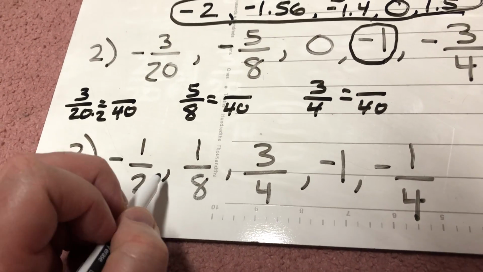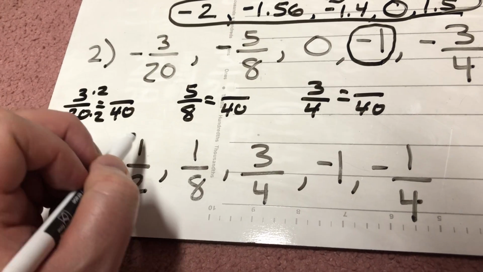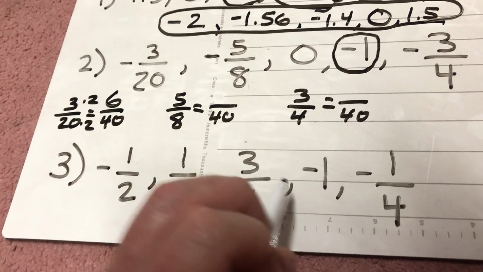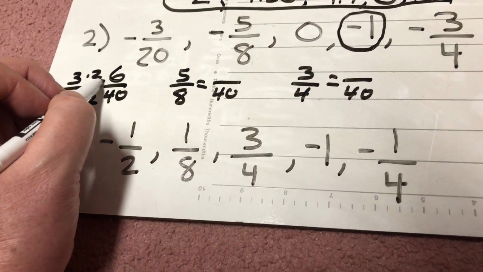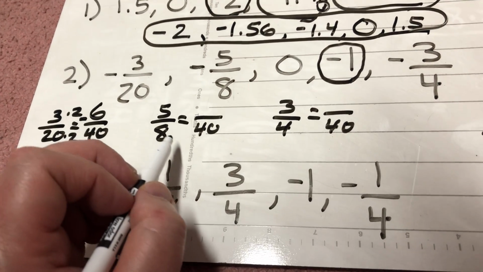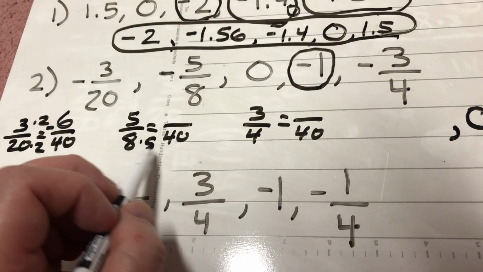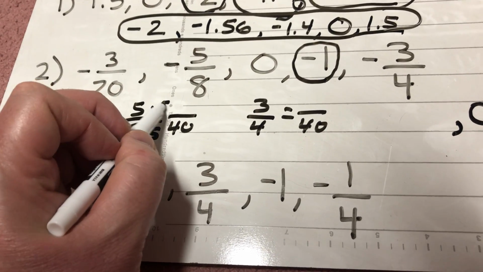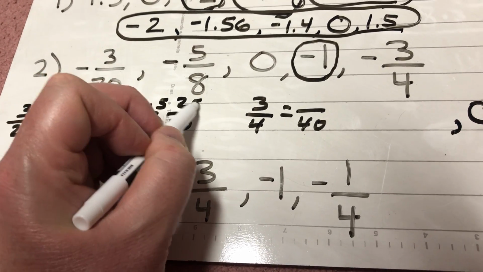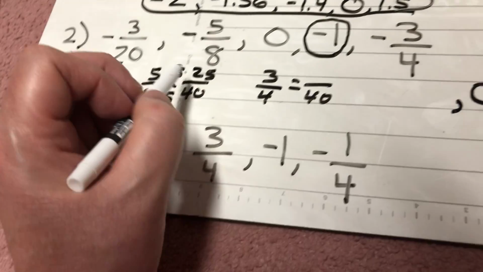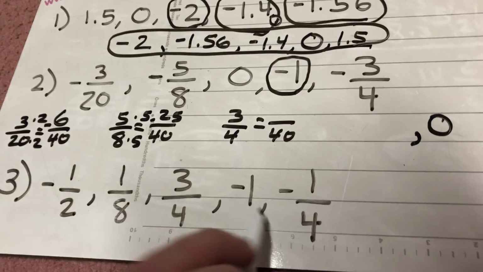I times it by 2, so I'm going to do 3 times 2. 3 times 2 is 6, so negative 6 over 40. What did I do to 8 to get 40? Well, I times it by 5. 8 times 5 is 40. 5 times 5, 25. This is negative 25 over 40.